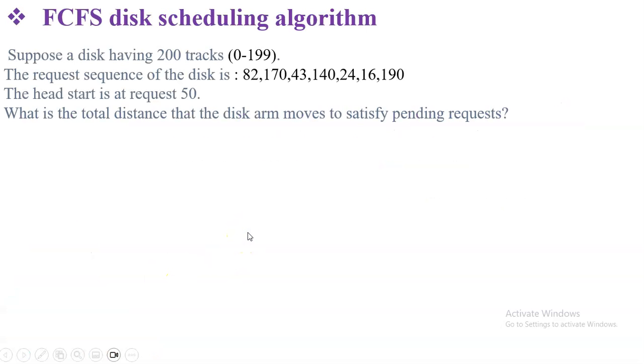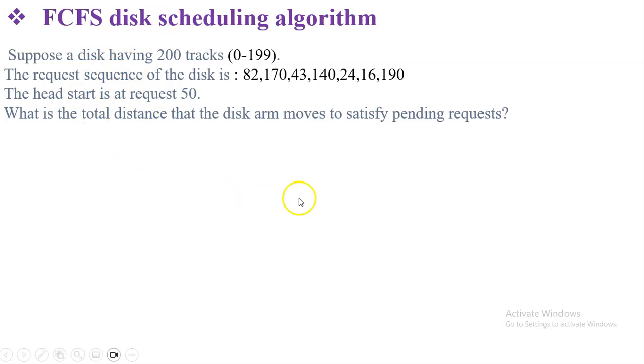So FCFS, the name itself suggests first come first serve. Whatever requests are coming to access a particular track or cylinder of the disk will be served first. So whichever request comes first, that will be served first.